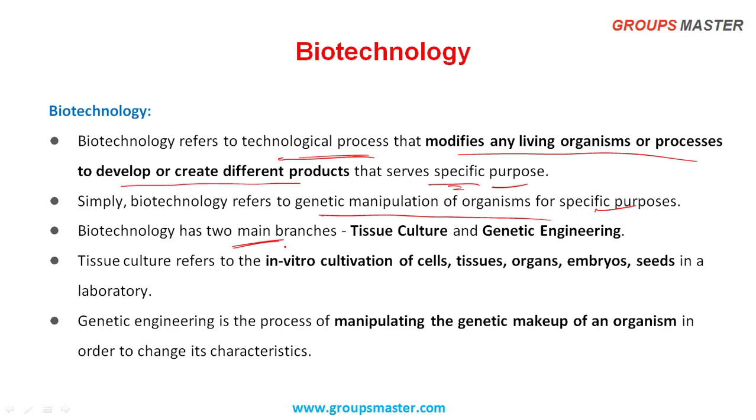Biotechnology has two main branches. One is tissue culture, another one is genetic engineering. Tissue culture అంటే ఏంటంటే it refers to the in vitro cultivation of cells, tissues, organs, embryos, seeds in a laboratory. Genetic engineering ante it is the process of manipulating the genetic makeup of an organism in order to change its desired characteristics. Biotechnology applications already in the previous video lo chusam, aa video ni refer cheyochu.